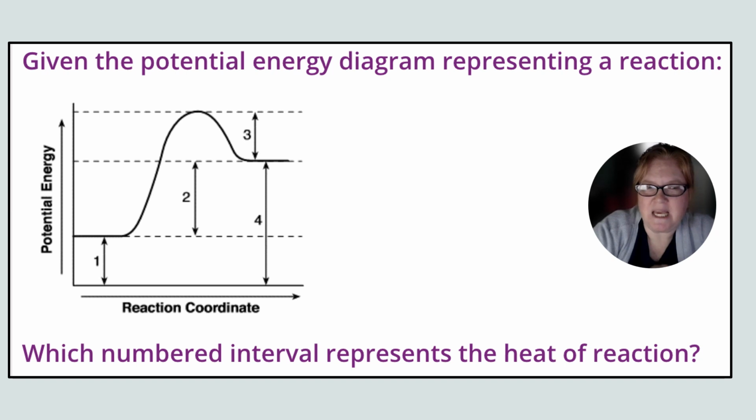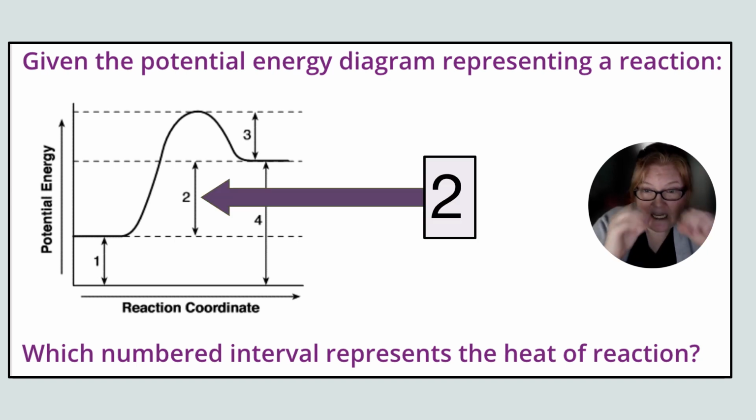All right, so given the potential energy diagram representing this reaction, which numbered interval represents the heat of reaction? Yeah, it's 2. It's the difference between the products and the reactants. Let's see if you can figure out the rest. Which number shows the potential energy of the products? Yeah, it's 4, right? Which one shows the potential energy of the reactants? Yes, it's 1.